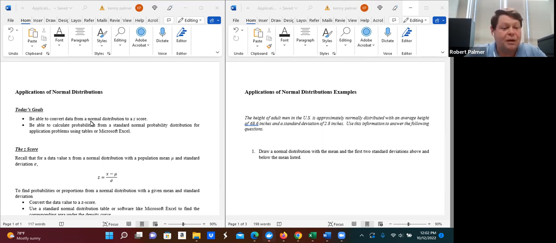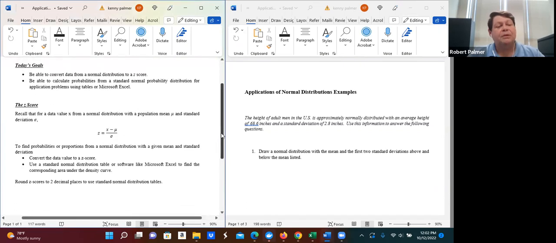So our goals are, from the past, converting data from a normal distribution to a z-score, and also being able to calculate probabilities from a standard normal distribution for application problems using tables or Microsoft Excel. For today, we'll use Excel. So just a review of the z-score.